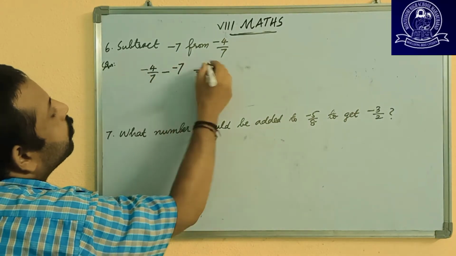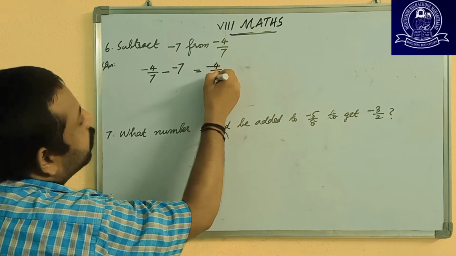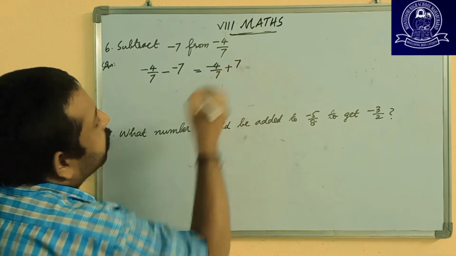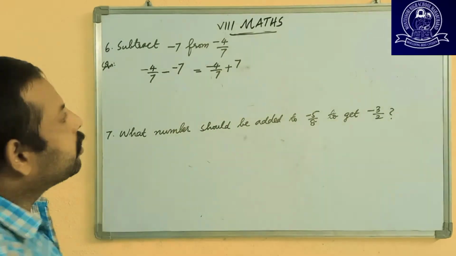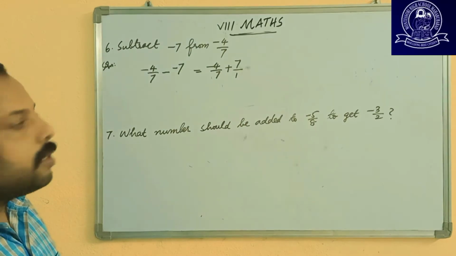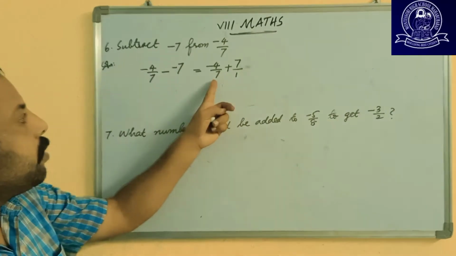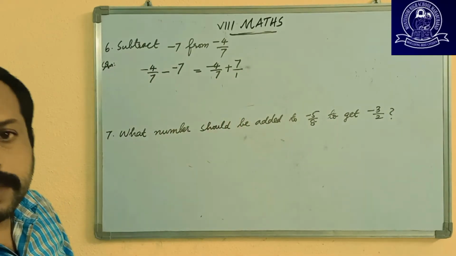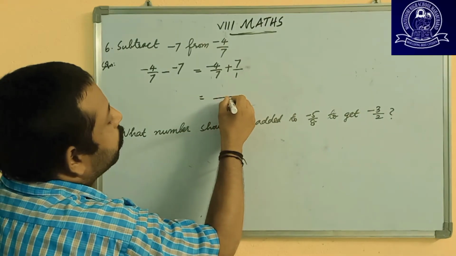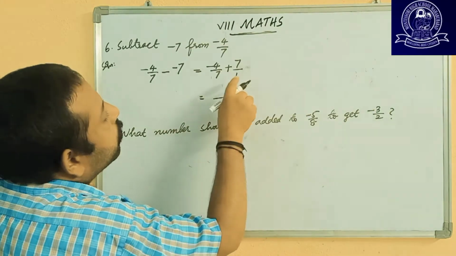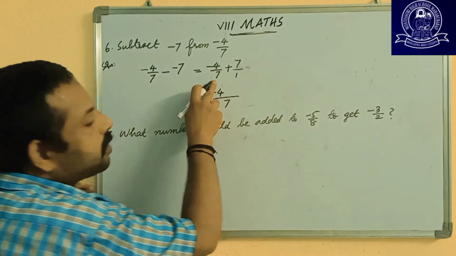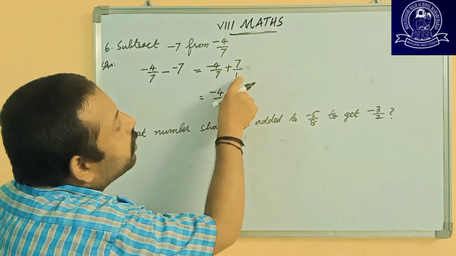It is equal to minus 4 by 7. What is minus into minus? Plus 7. Okay. Now you know the 7 can be written as 7 by 1. What will be our LCM? 7, because for 7 and 1 we can have LCM 7. It is equal to, let us write common denominator 7. Minus 4 will be as it is. Why? We have already 7 here. 1 should be multiplied by 7.